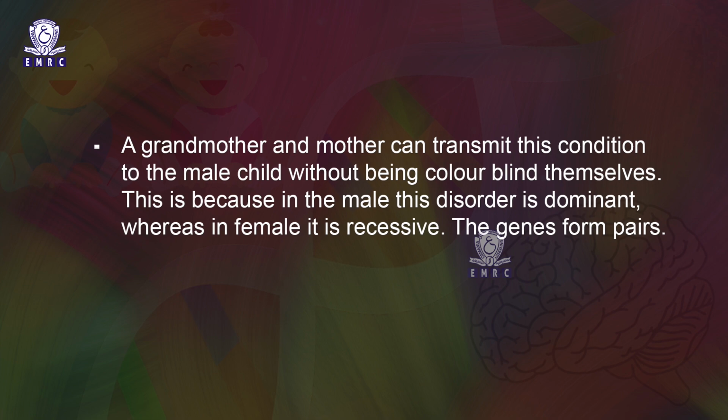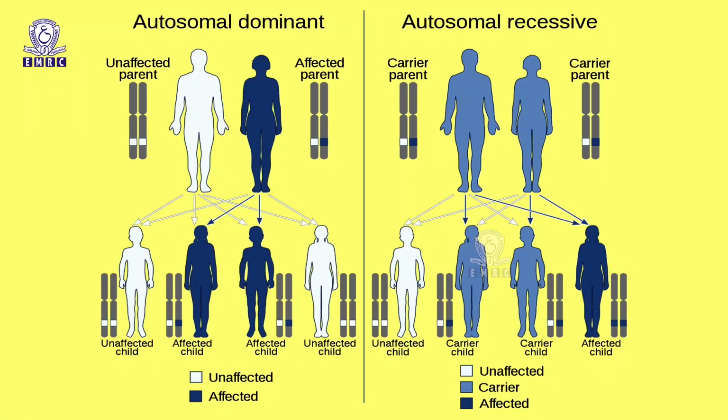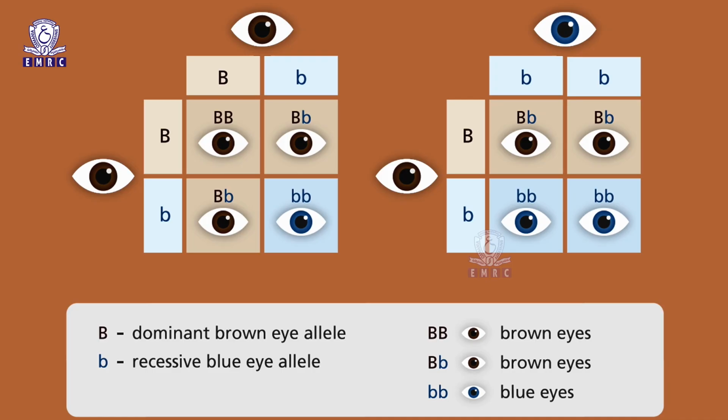The genes form pairs. If both genes in a pair are dominant, the individual will display the specific trait, for example, color blindness. If one gene is dominant and the other is recessive, the dominant will prevail. The recessive gene will be passed on and may show up in a later generation. The dominant gene, therefore, is the one responsible for a particular trait to show up in a person.